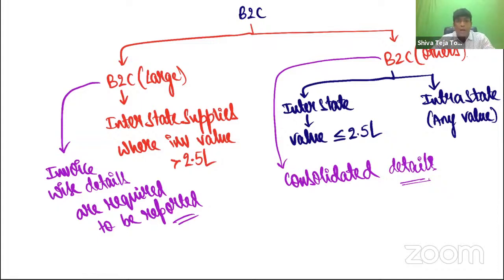When I show you the entire form and every column, you will get all these words, B2C large and B2C others. That time you should not be surprised. No different meaning you should bring there. Here B2C large means interstate supply where invoice value is more than 2.5 lakhs. And B2C others covers only consolidated value.